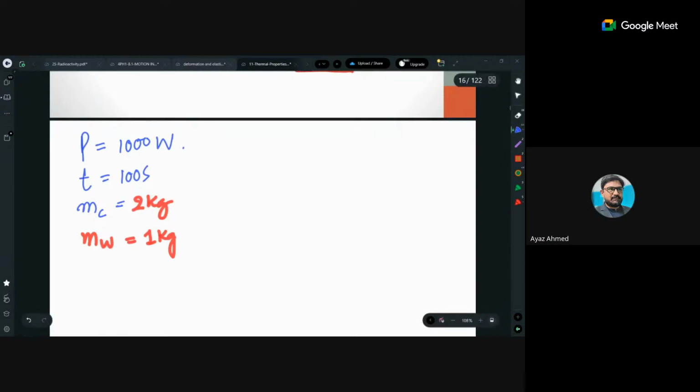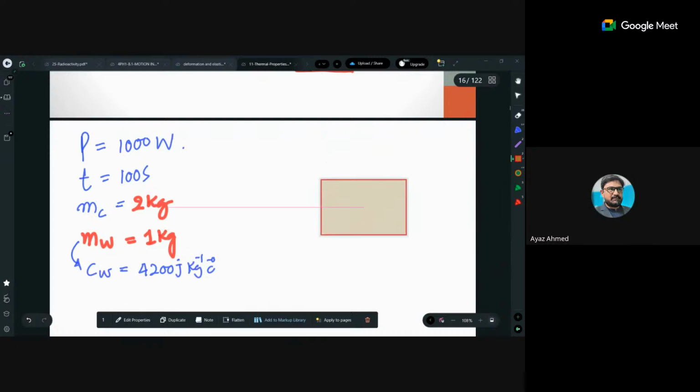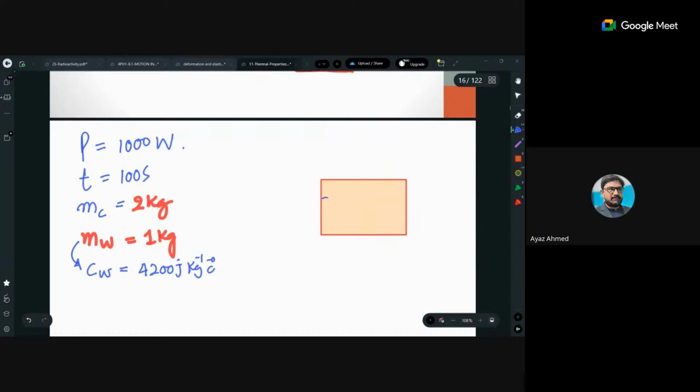Now, in this question, there is one important thing which should be given to you, that is the specific heat capacity of the water, that is 4200 joule per kg per degree centigrade, right? This is a very important and conceptual question. This is the container, and that container contains 1 kg of water, and there is a heater heating this water just like an immersion heater.